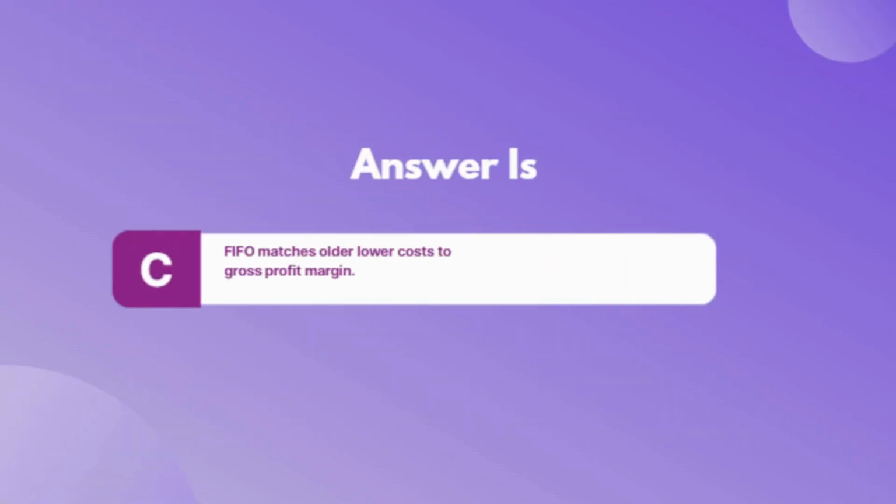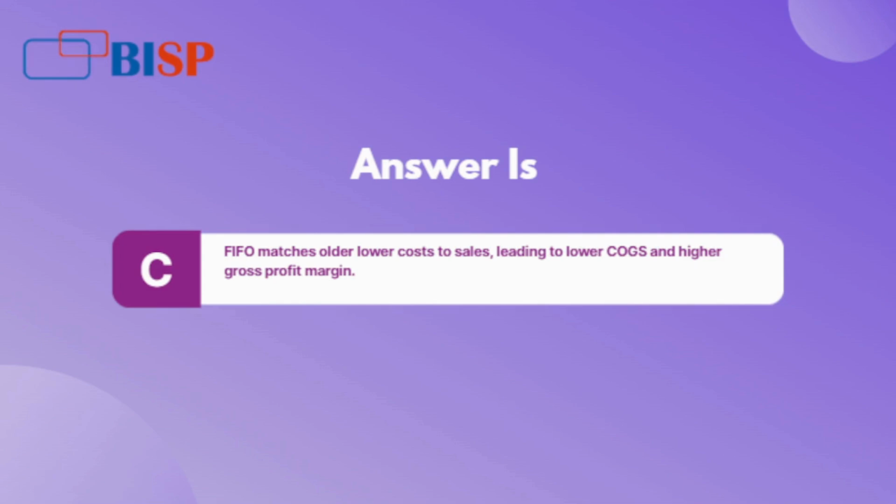Answer is C. FIFO matches older lower costs to sales, leading to lower COGS and higher gross profit margin.